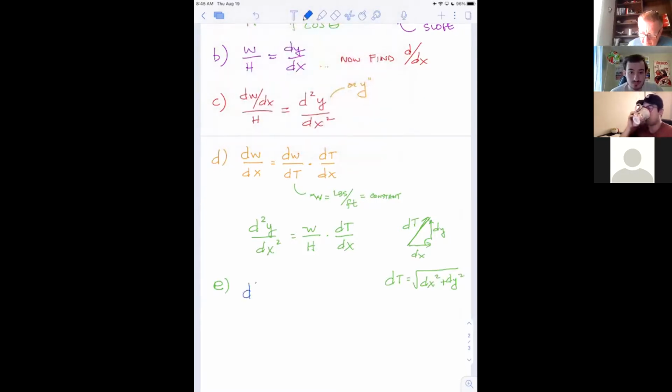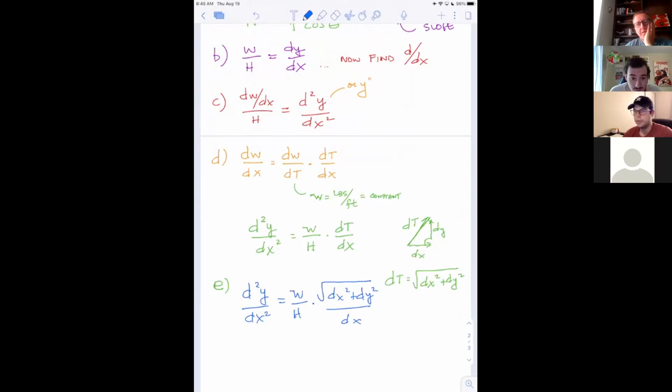So then I guess I could say that dt dx equals the square root of dx squared plus dy squared over dx. Now notice, do you see why we like that? Why do we like that? Why are we glad there's no more dt anymore? Because we're all in X and Y land. Yeah, we're in X and Y land. That's exactly right. And W and H are constants. And we're actually almost done.